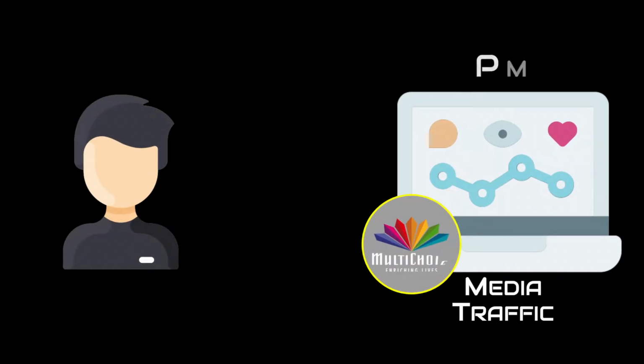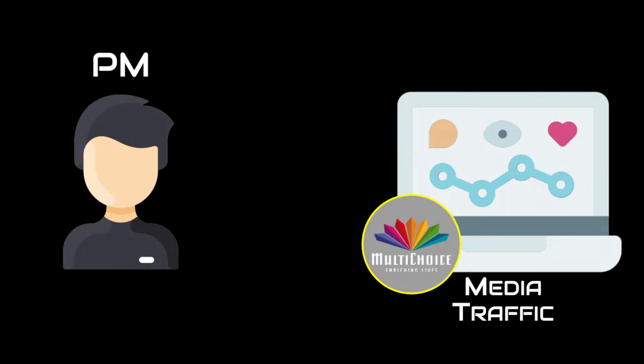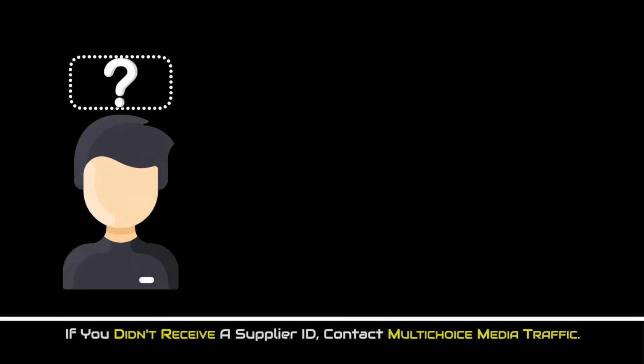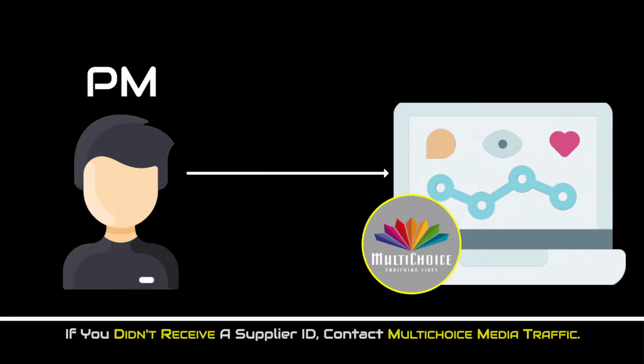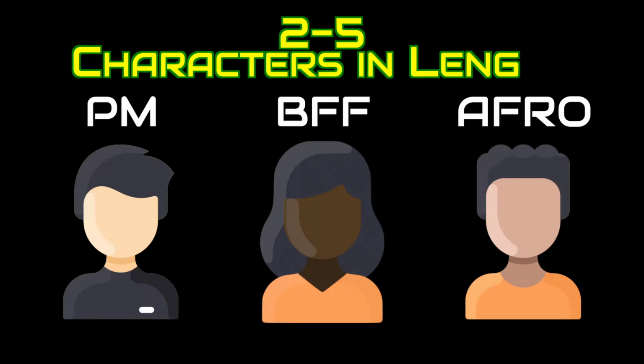You must check if you have been issued a supplier ID when you were onboarded by MultiChoice Media Traffic. If you did not receive a supplier ID, contact MultiChoice Media Traffic to obtain your supplier ID. A supplier ID is usually 2 to 5 characters in length.